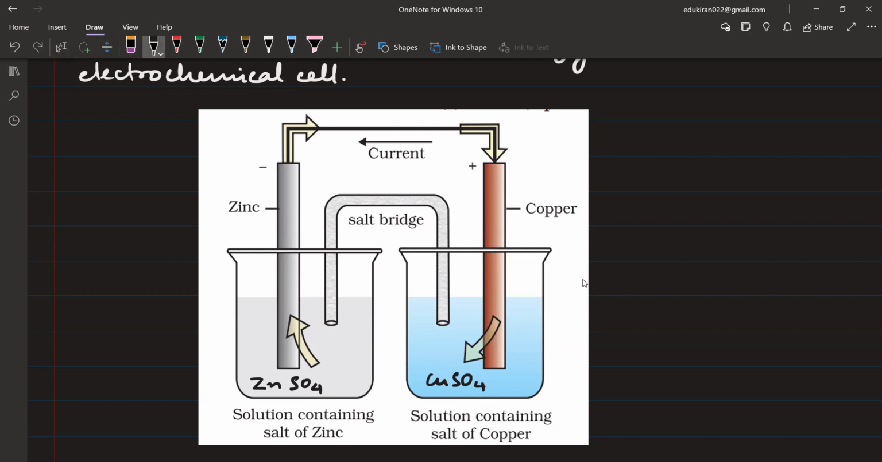So this flow, this big arrow, this is the flow of electron. This way, and the current is going to move in the opposite direction.